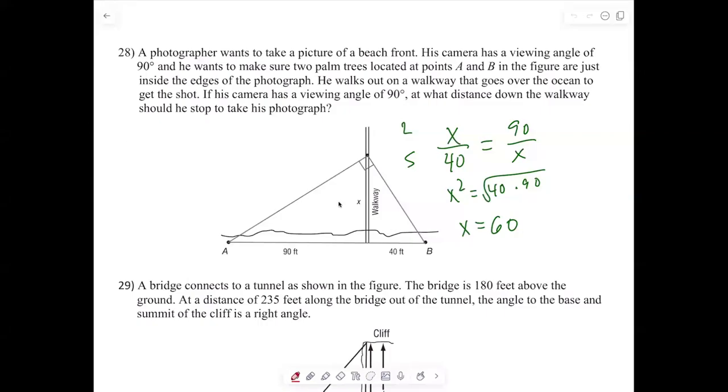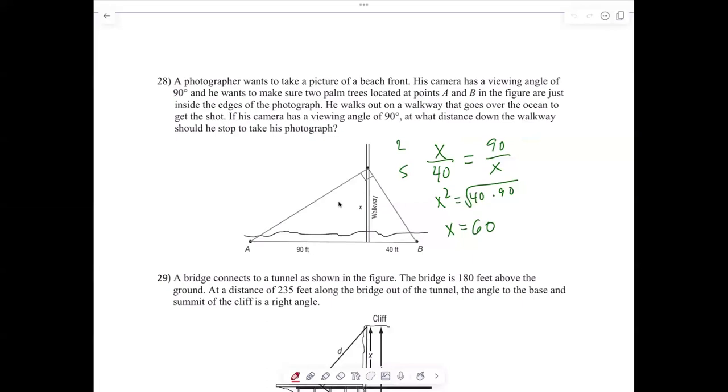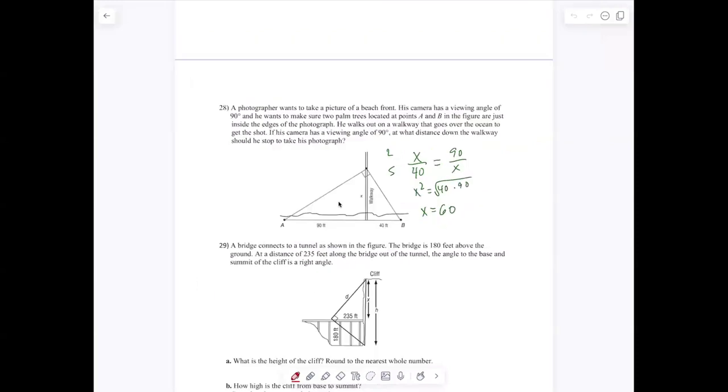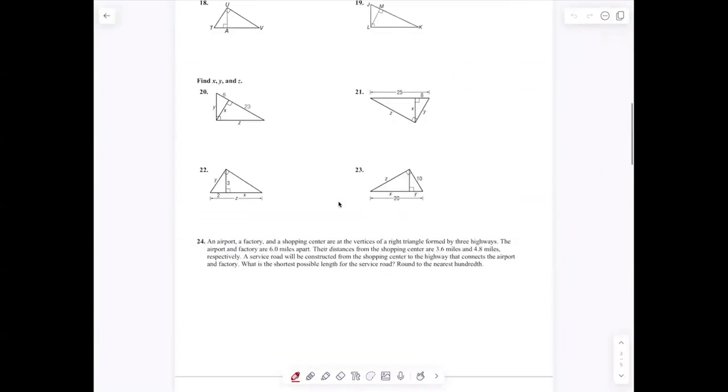Okay, does anybody have any questions with last night's homework? Yes. Oh, come on. What? Question 22 and 23. 22.